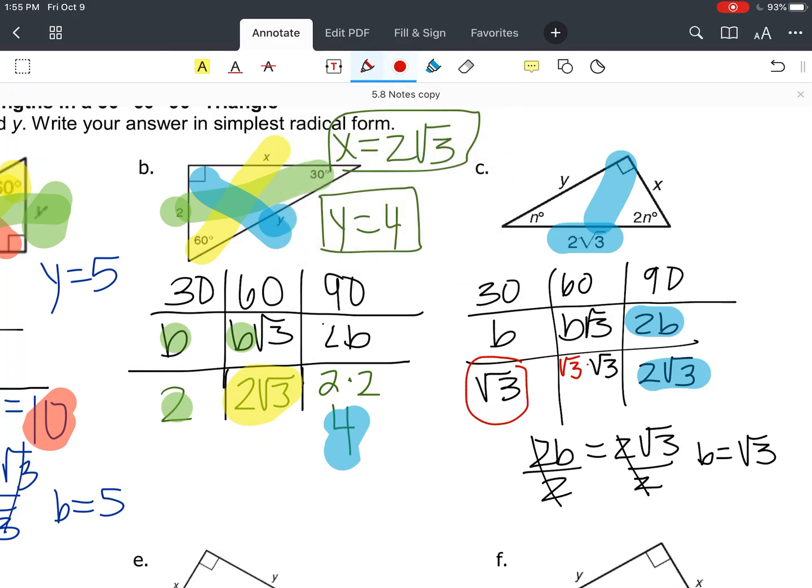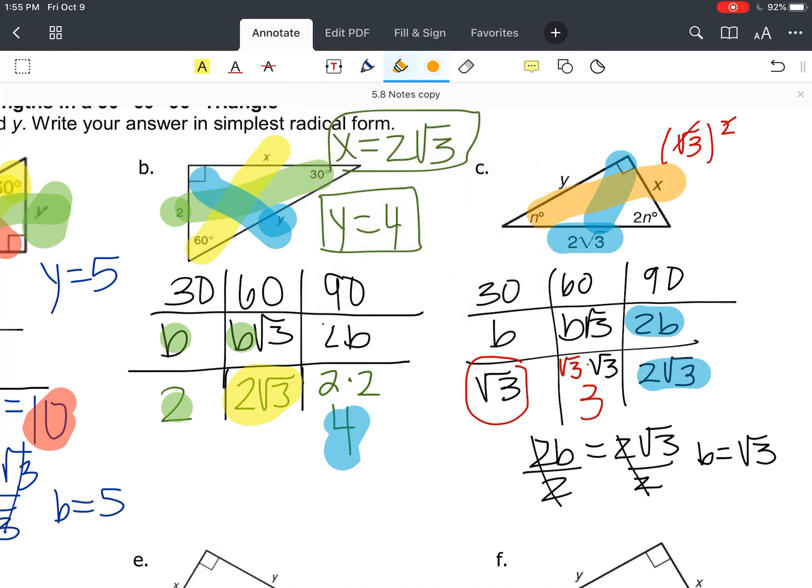Root 3 times root 3 is the same thing as the square root of 9. And as you might recall from what I said earlier in the first part of this lesson with 45, 45, 90, root 3 squared, root 3 times itself, the square and the square root would cancel, and I'd be left with plain old 3.